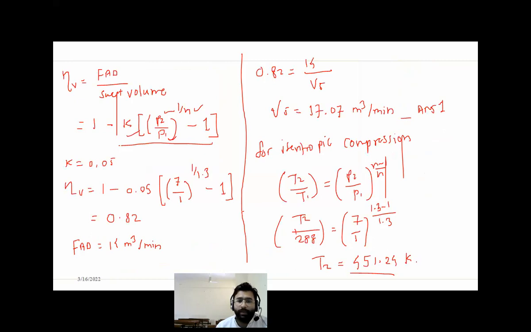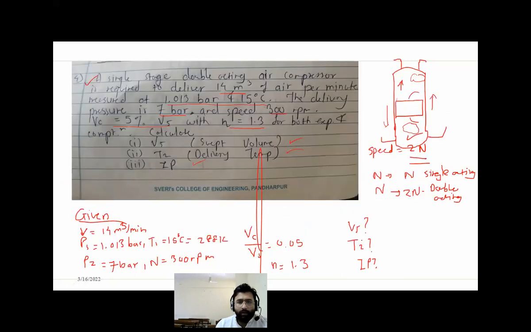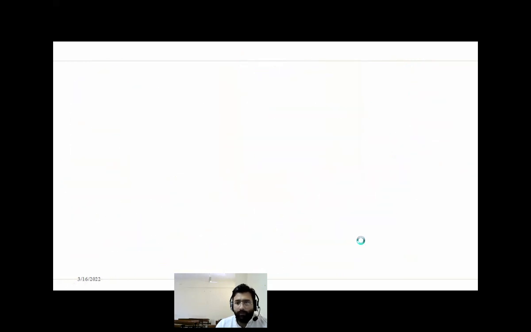Okay. So here pressure, can you recalculate? Here pressure is 1.013. Right. And next, what do we have to calculate here? Indicated power. So let us calculate.